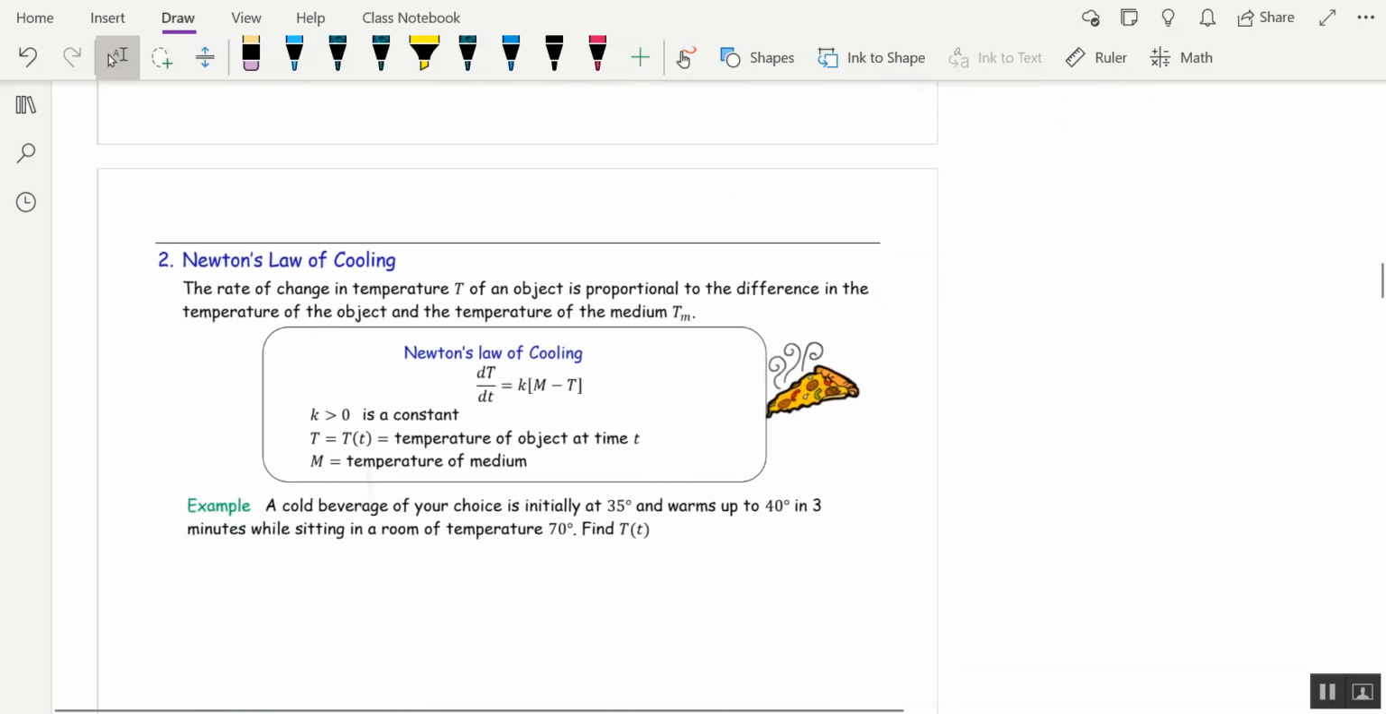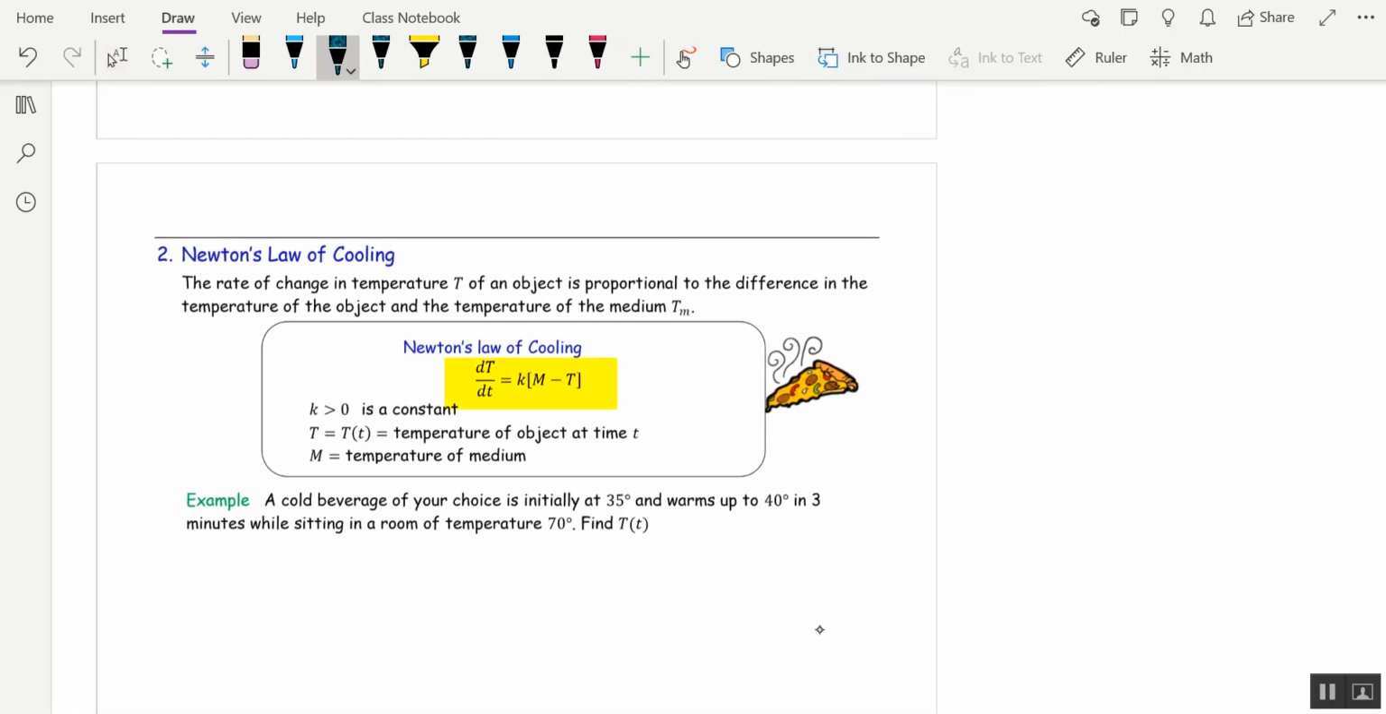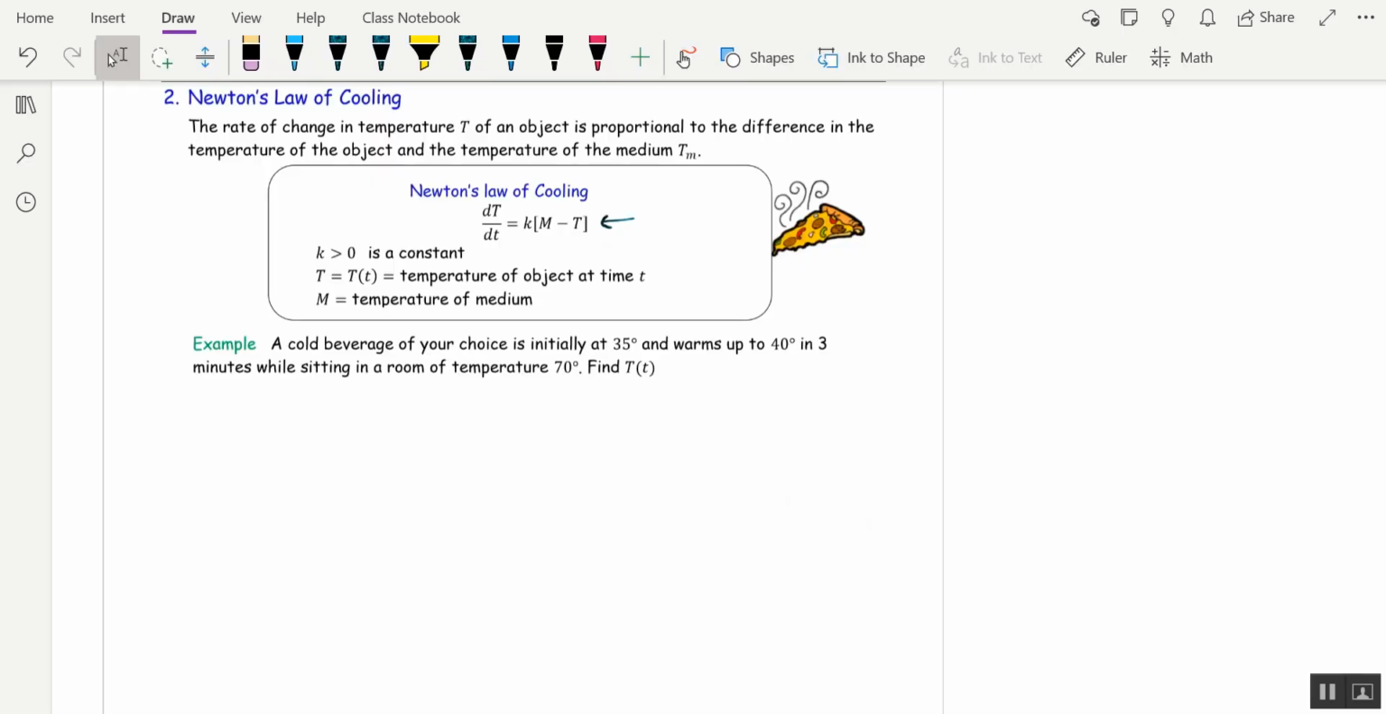Okay, Newton's law of cooling. Here it is. K is a constant, M is the temperature of the medium, T is the temperature of the object. So let's just jump right in with an example. A cold beverage of your choice is initially at 35 degrees and warms up to 40 degrees in 3 minutes. The temperature of the room is 70. Find the temperature of the beverage.